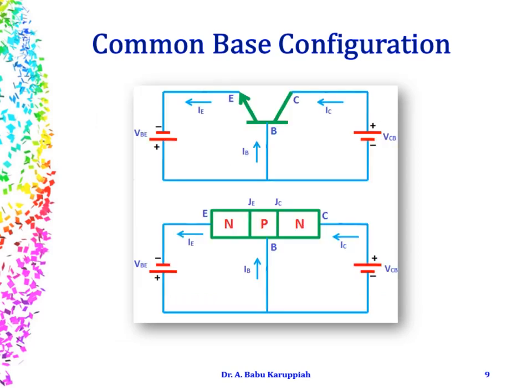So this is another picture which illustrates the common base configuration. Base is the common terminal. You forward bias your input and reverse bias your output. We are in the forward active mode. Input is forward biased and the output is reverse biased. So this input is applied across the emitter base and the output is taken across the collector base.